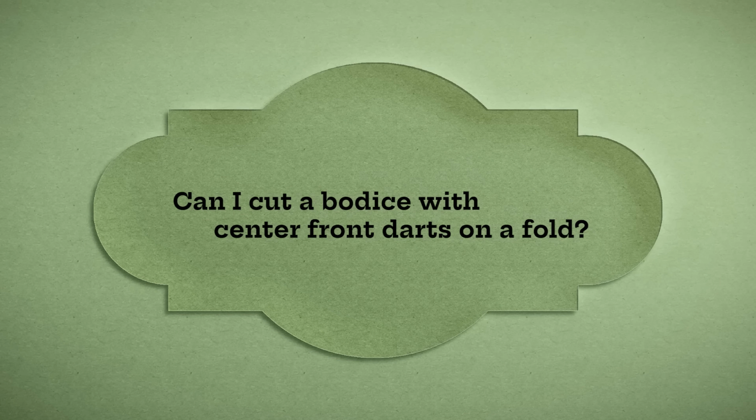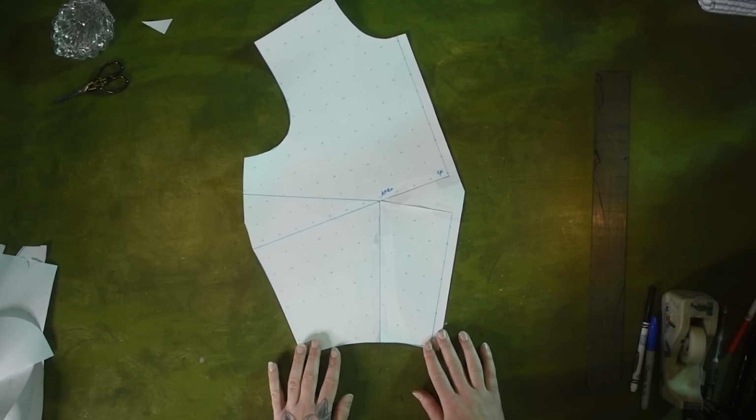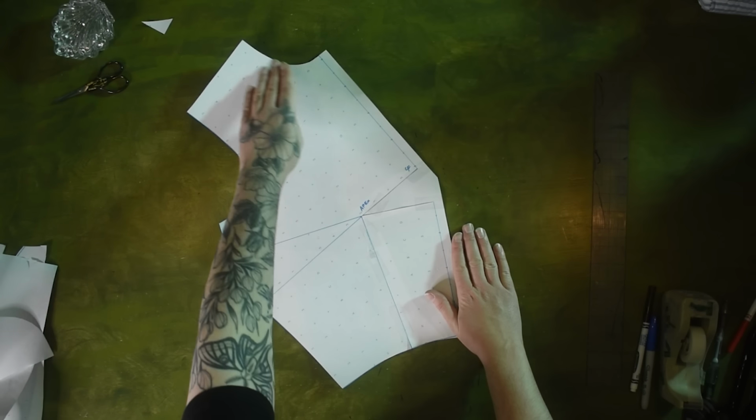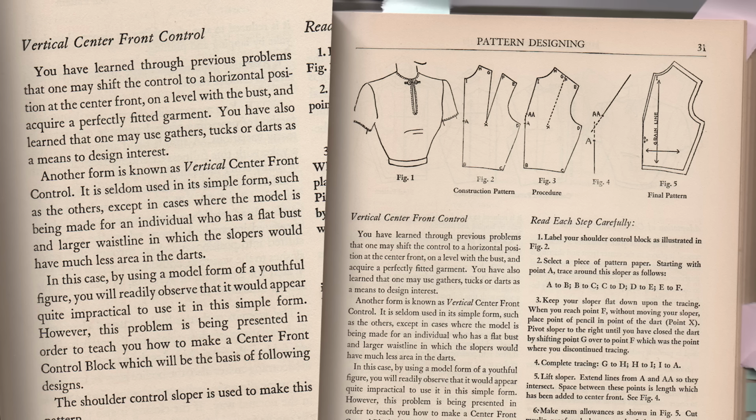And thus we arrive at the frequently asked questions. Can I cut a bodice with center front darts on a fold? No. The angle of dart fullness offsets the center front. It is no longer a straight line and therefore can no longer be cut on the fold. Though, interestingly, Harriet does mention the possibility of what she calls vertical center front control, where the dart fullness is pinched out along a center front neckline opening.